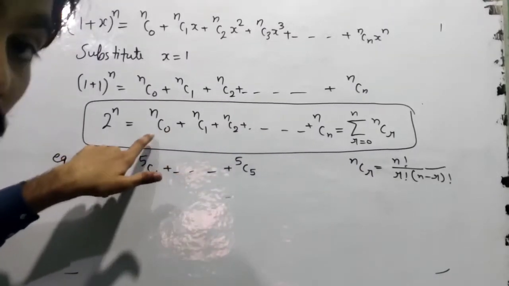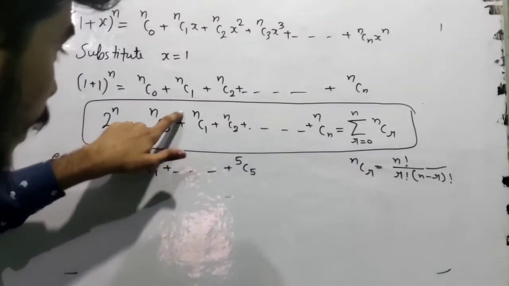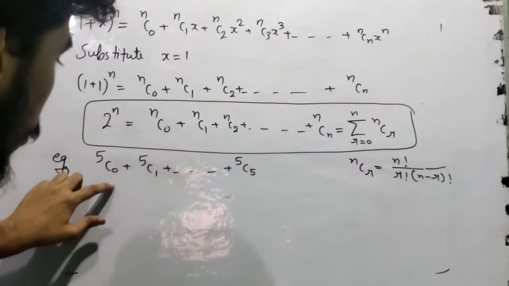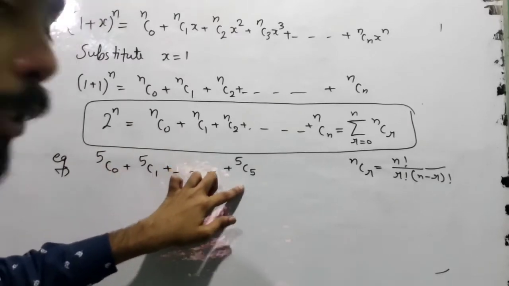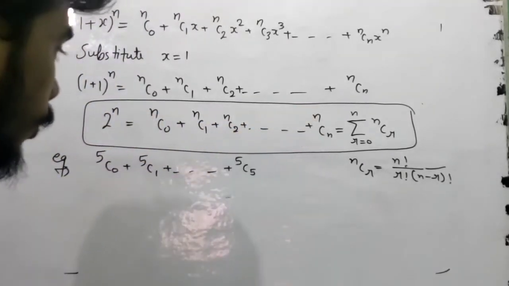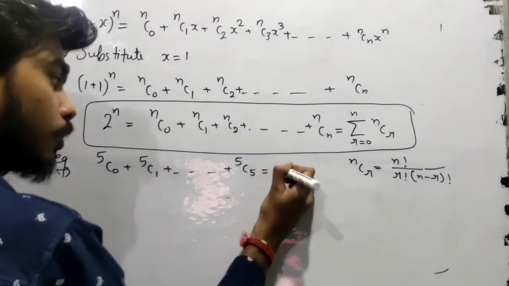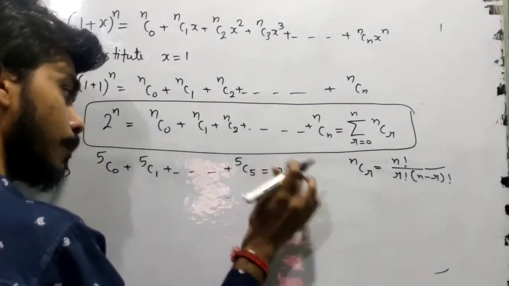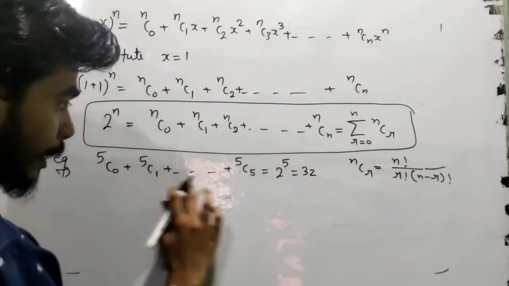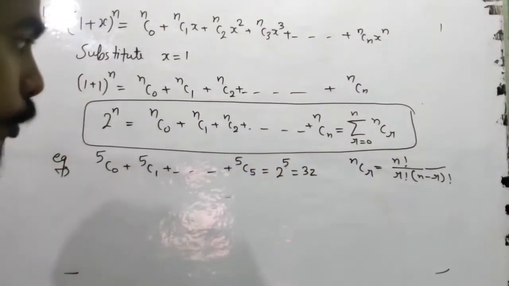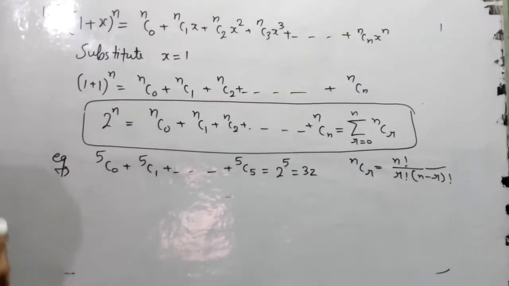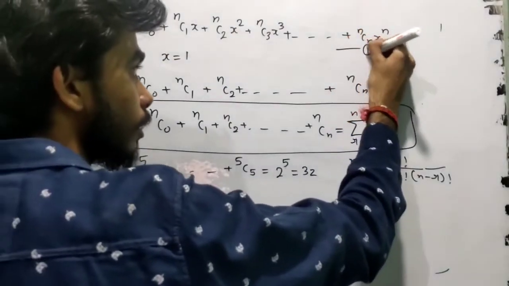As we see, nC0 + nC1 + ... + nCn equals 2^n. So it is 5C0 + 5C1 + ... + 5C5. According to this property, on comparing, n equals 5. So it will give 2^5 by using this property. So the answer is 32, meaning the sum of these binomial coefficients is 32. So you have to use this property like this. And this is the first equation.